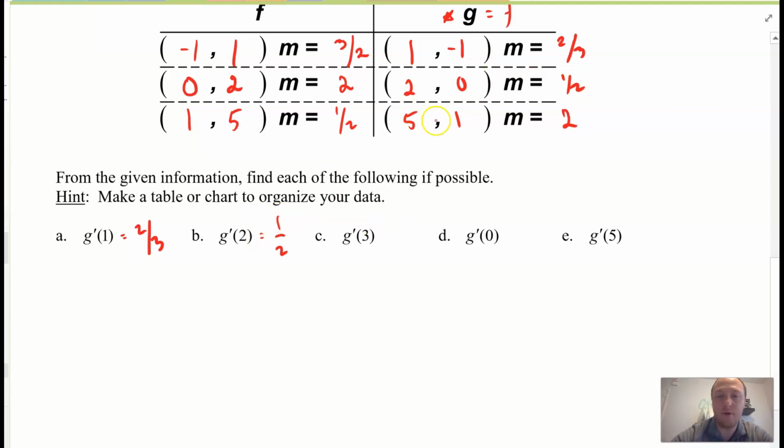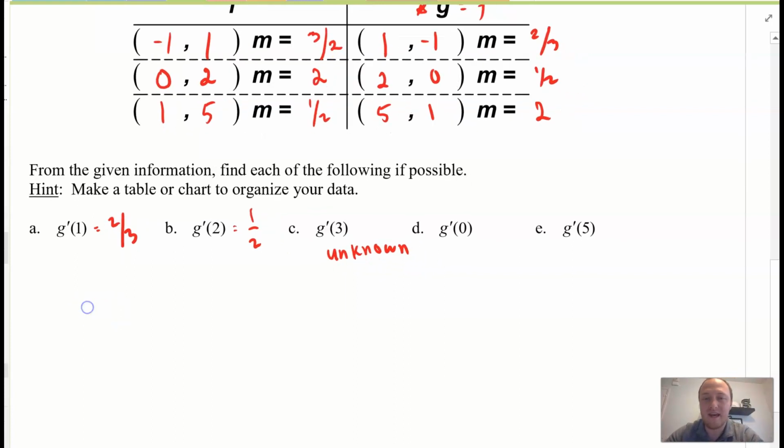What is g prime of 3? Well, I don't have any information, so we are going to say unknown. Don't give an IDK. Don't write that, right? Unknown. g prime of 0. I notice my function g doesn't have an x value of 0, so this is, again, unknown. And watch out. They are going to try to trick you here. Someone will say, oh, here's a 0 that matches f, I'm going to write 1/2, and the answer is unknown. You don't have any information.